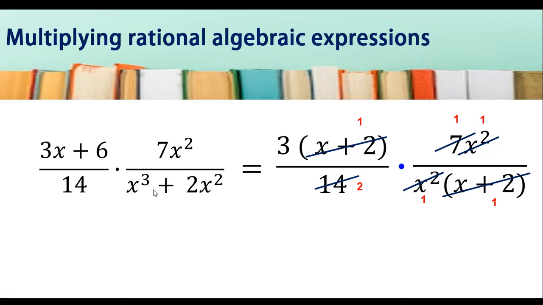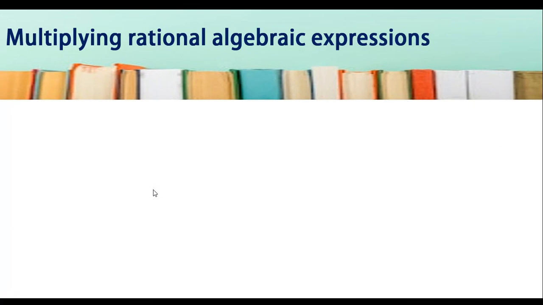After canceling everything that is possible, multiply everything left on the numerator. So, 3 times 1 times 1 times 1, that is 3. And then 2 times 1 times 1, that is 2. Therefore, our answer now is 3 halves.